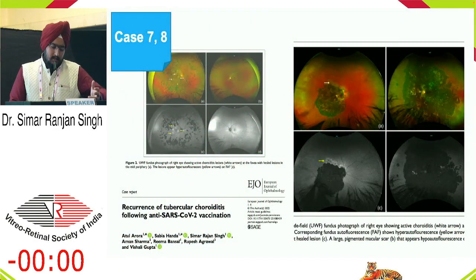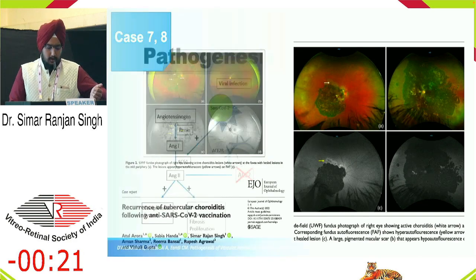The last thing that I just want to show is we have been seeing some cases of recurrence of TB choroiditis, which were controlled for 2 to 3 years earlier, but following COVID vaccination, came back in 2 months or 2 weeks with a recurrence of the choroiditis at the edge, subsequently treated with immunosuppression. But again, something that is associated as a temporal association to COVID.